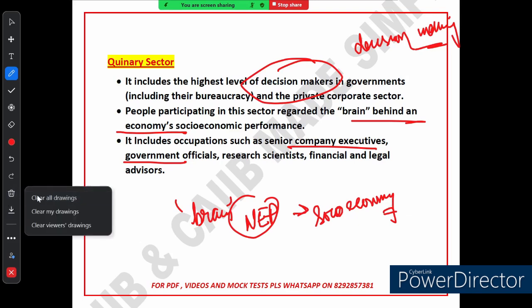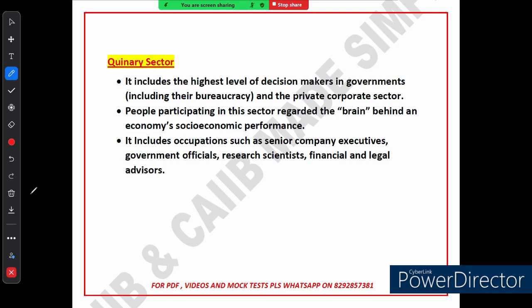So to sum it up, the quaternary sector includes the top decision makers in both the government and private sectors. This is the second point: it is called the brain of the economy because it influences its direction and overall performance. And the key roles in this sector include senior executives, government officials, and advisors who shape the policy and strategy.